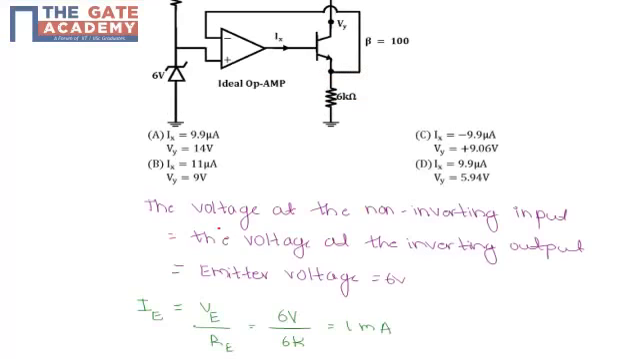From this circuit, the voltage at the non-inverting input is equal to the voltage at the inverting input. It will be equal to the emitter voltage, equal to 6 volts. So, emitter current, that is IE, is equal to VE divided by RE. VE is given as 6 volts, divided by 6K. 6K is given here, that is the resistance value for RE, for the emitter terminal. It will be equal to 1 milliamp.